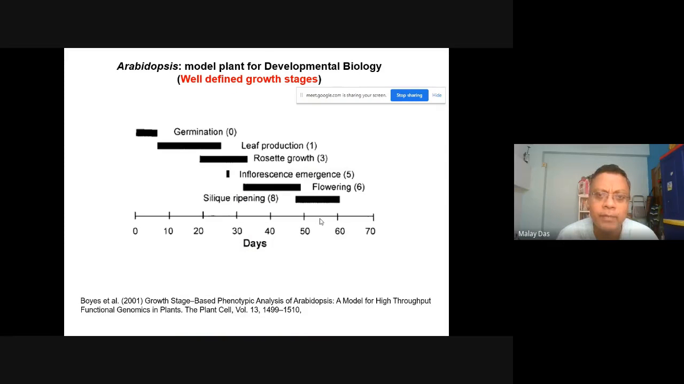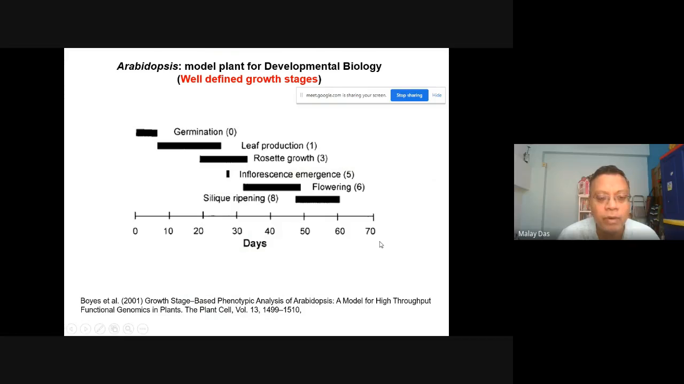Now, as I already have mentioned, one of the major reasons why Arabidopsis is being used as a model plant for developmental biology is that it has very well defined developmental stages, which are very well characterized. For instance, if you follow this graph, you'll see on the x-axis there are different days, and we exactly know how much time it will take to germinate, and then for the first pair of leaf production how many days it requires, then the rosette growth, inflorescence emergence, flowering, like that.